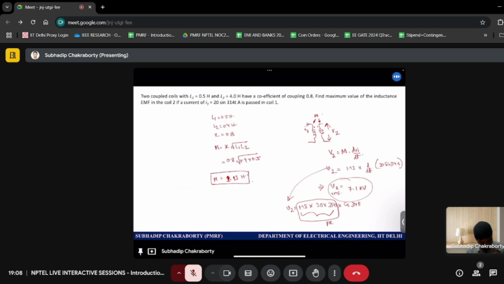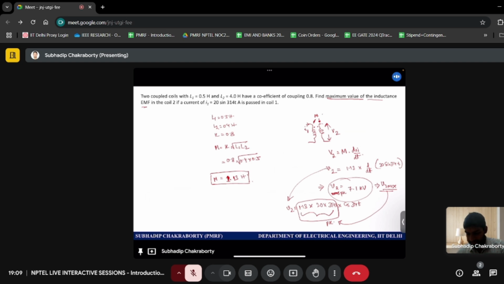So RMS will be, this is the peak value, and this is the maximum value of the induced voltage actually. So this is the V2 max, I can say, the peak value, not the RMS value, okay? So these can be found out from here.